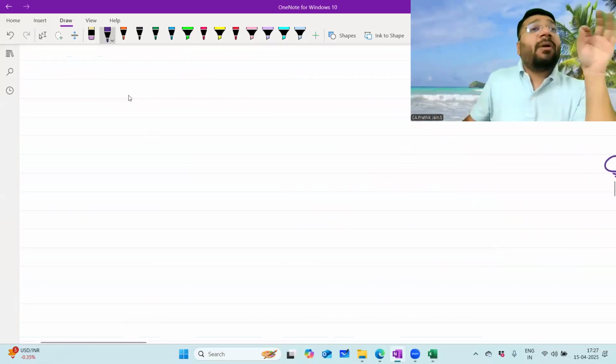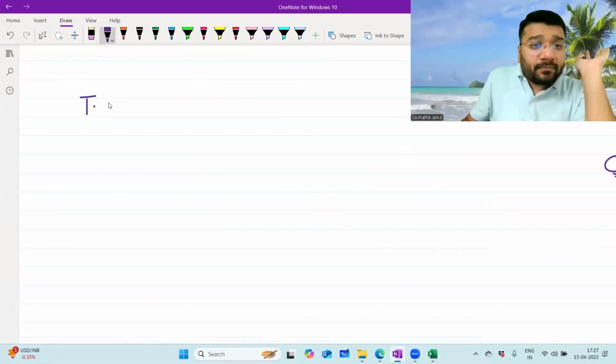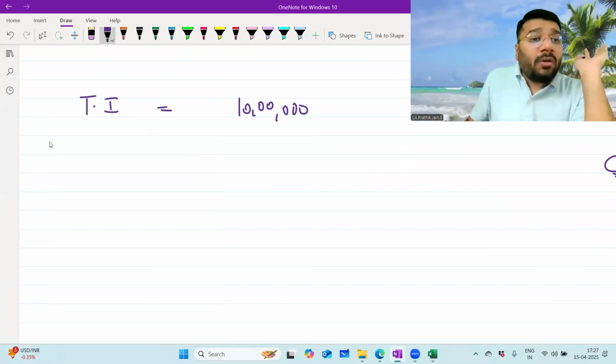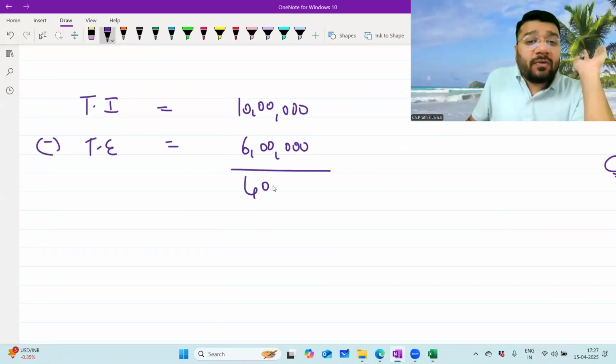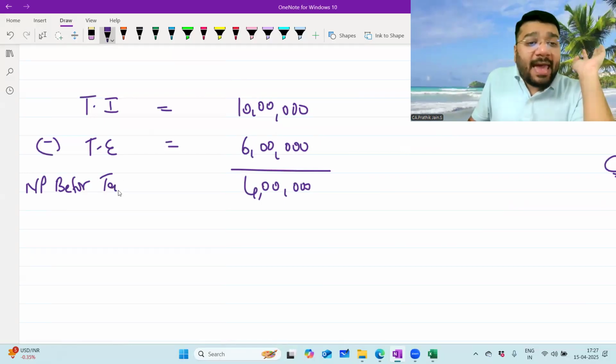Let's do a quick recap of the format of P&L. Total income, 10 lakh. All the total expenses put together, 6 lakhs. Please tell me, balance is how much? 4 lakh. And this is called net profit before tax and extraordinary item.